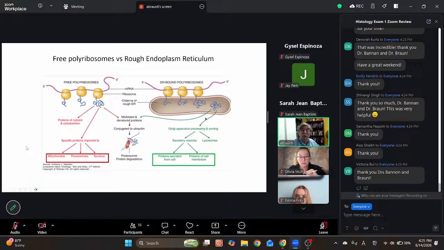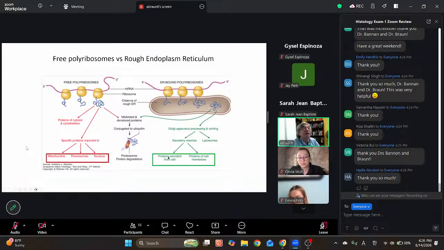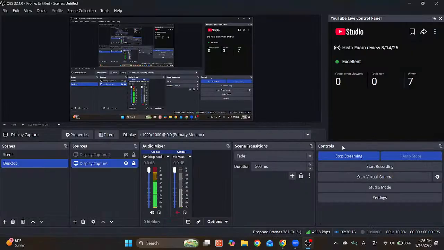In contrast, with rough endoplasmic reticulum, these proteins are inserted into the lumen of rough endoplasmic reticulum, and transport vesicles bud off of the rough endoplasmic reticulum, migrate to the Golgi apparatus, where they're further processed for exporting somewhere. Some of them will be exported to the cell membrane. Some will be released, secreted into the interstitium around the cell. Some of those proteins in vesicles will become what is called a primary lysosome.